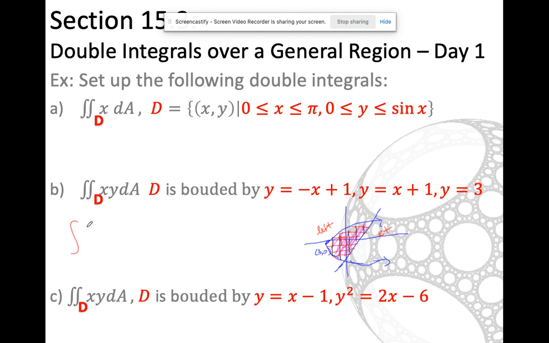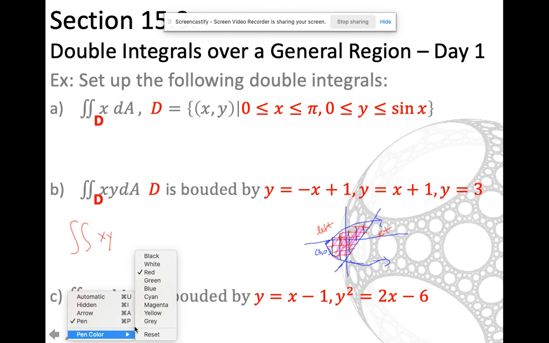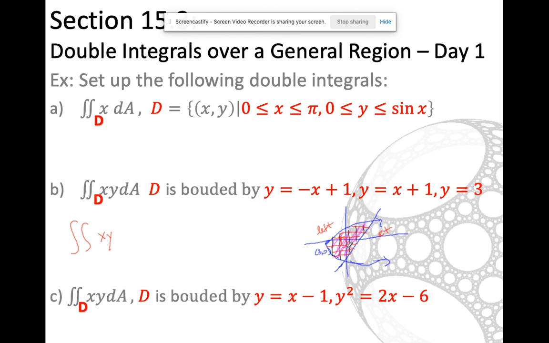So our job is to replace the D, keep the xy the same, and replace the delta A. Since we decided we were going to do horizontal strips, we're going to do dx dy, which means your constants go there. And where do your constants come from again? Points of intersection. This is a little harrowing. This one's not quite as obvious as the one before. So what do I need to do? I need to find the right points of intersection.